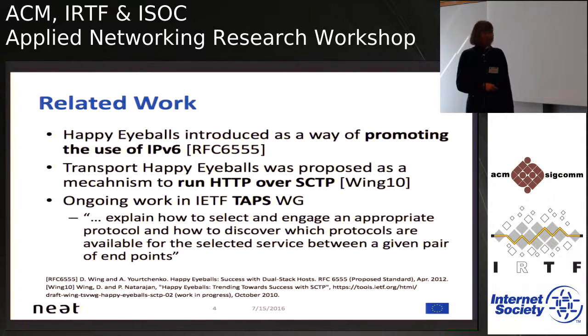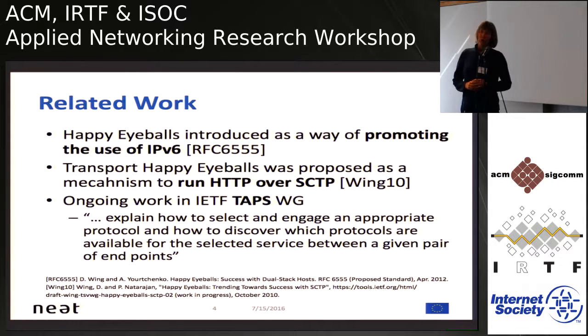Next slide. So this was the basics of how happy eyeballs for transport protocol selection works. And of course, happy eyeballs is not something that we have come up with. We already had the whole presentation about how it's used for selection between IPv6 and IPv4. It has also been proposed in the past for using SCTP over HTTP, or sending HTTP over SCTP, I should say. So there were a number of drafts suggesting this in the past.